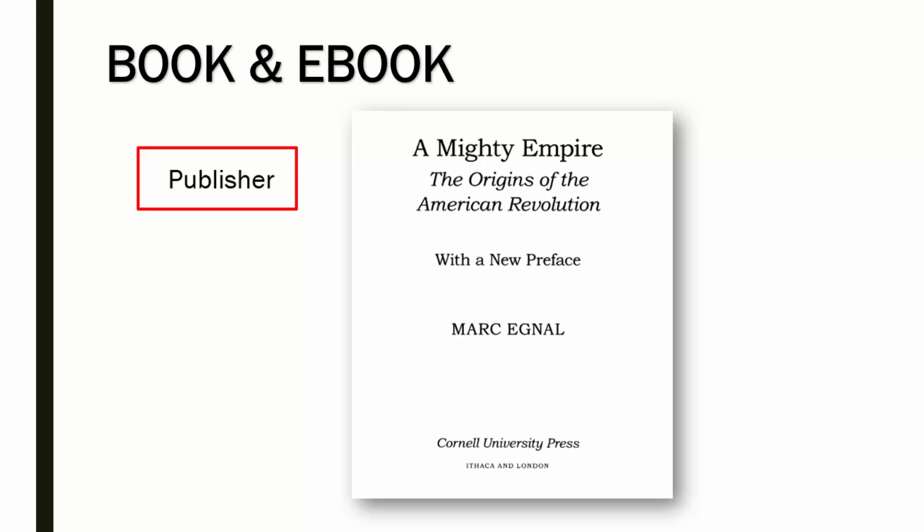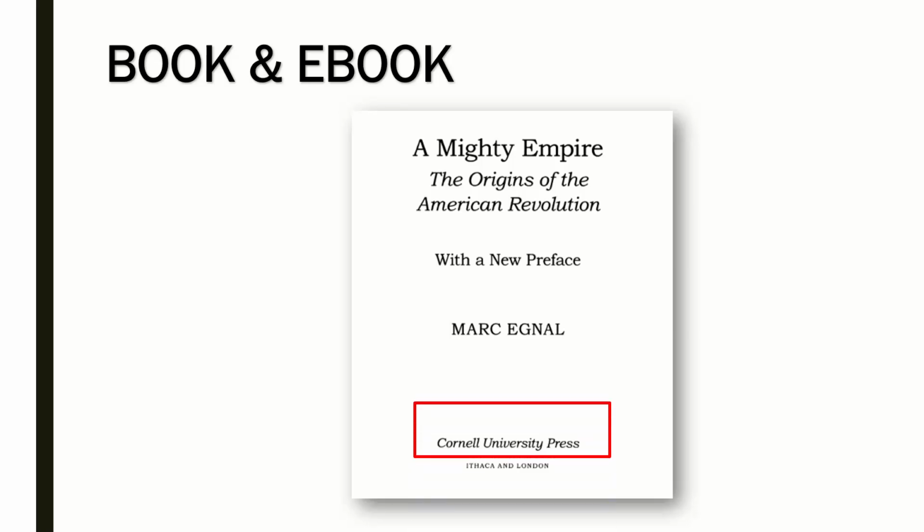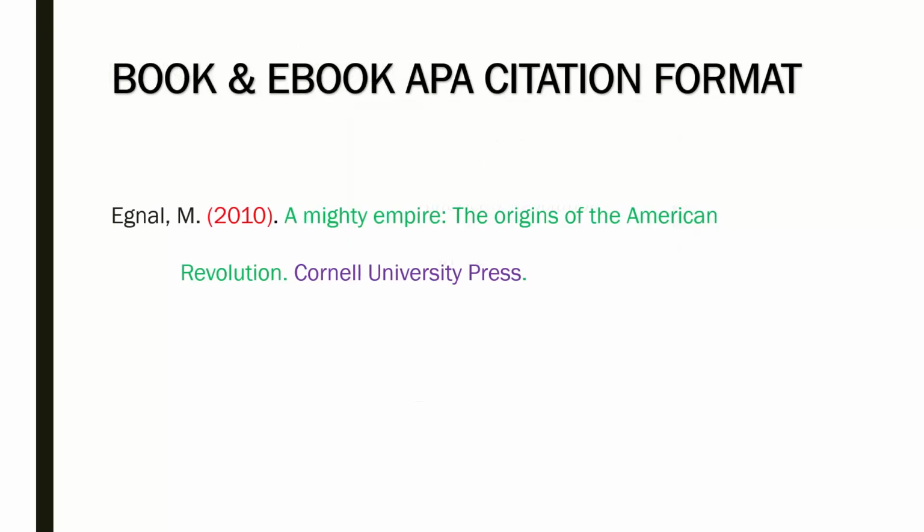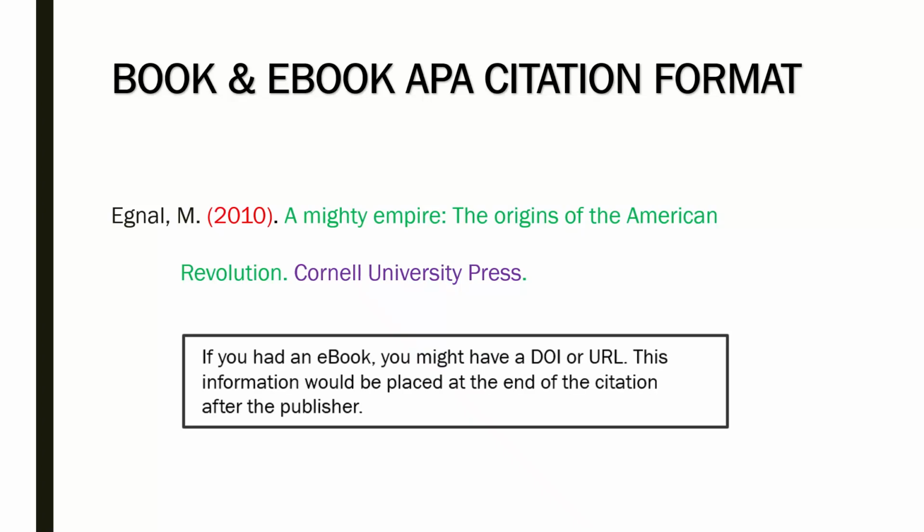This is the accurate APA citation for our printed book. If we were examining an ebook and trying to create an accurate APA citation, we might have a DOI, or digital object identifier, or a URL for this book. This information will be placed at the end of the citation after the publisher. So now let's take a moment and examine the elements needed to create an APA citation for a website.